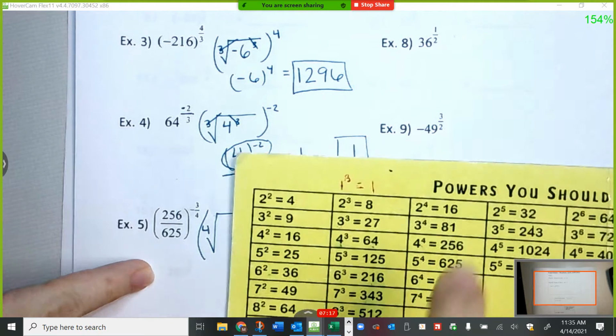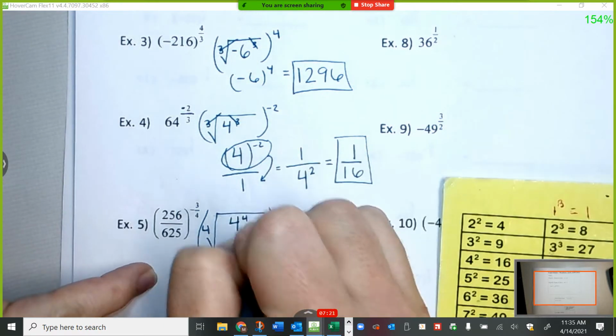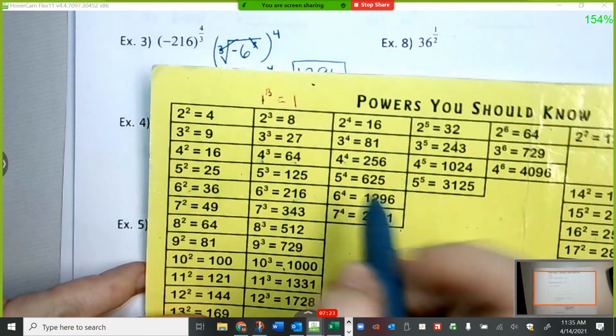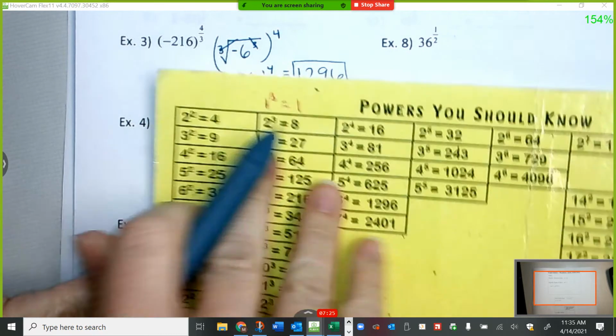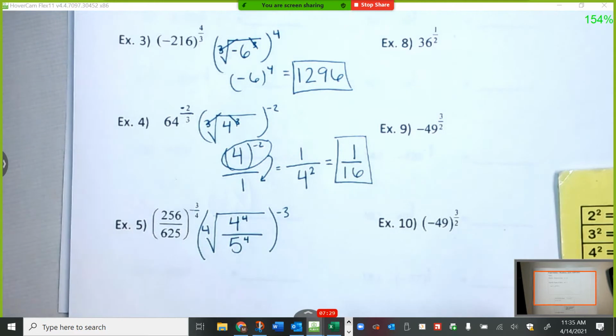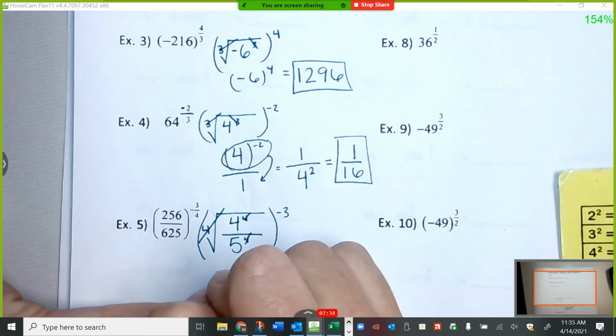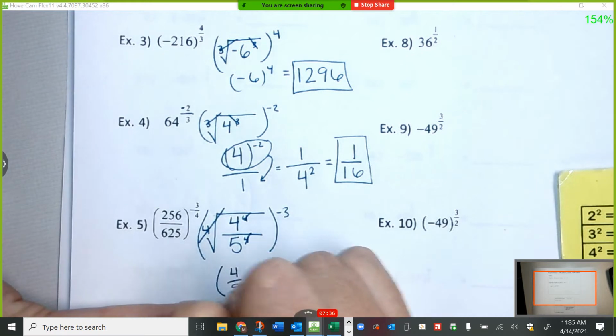Well, if you look in the 4th power, 256 is 4 to the 4th power. Over 625 is 5 to the 4th power. So this root cancels both sets of 4's, and we end up getting 4 over 5 to the negative 3 power.